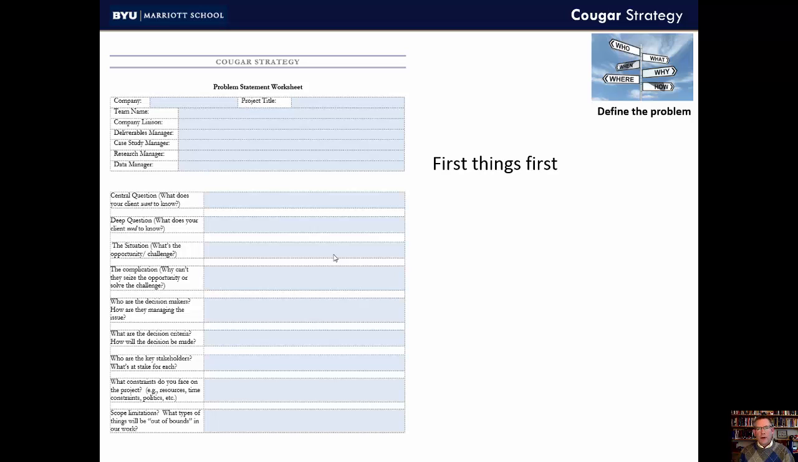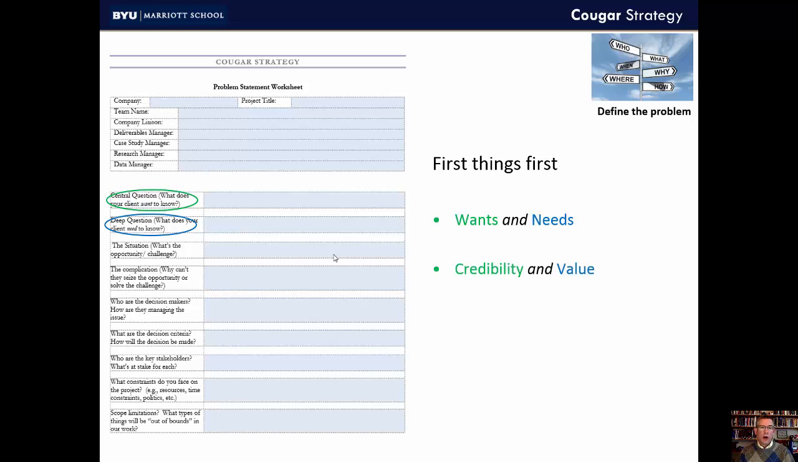So again, let's talk about the first things first in terms of setting up this client problem statement worksheet. The first 2 elements are the key questions. What's the central question? What does your client want to know? Then what's the deep question? In order to solve the problem that they have or face the issue that they're facing, there's usually a deeper question, something that they need to know. And it's important for you to remember at the outset that what the client wants to know and what they need to know are often separate things. They're generally related, but they aren't the same question.